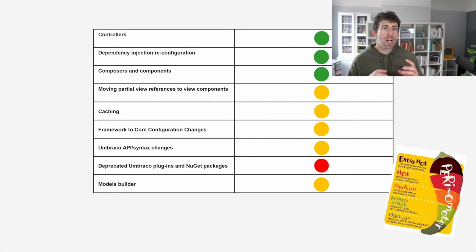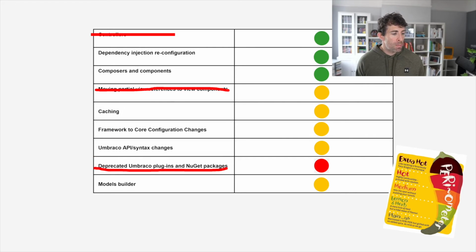Now, if we go back to our checklist of things which have changed, if we go through that process of fixing every single document type one step at a time, we're going to have pretty much nailed a lot of the things on this list. So things like controllers, moving partial view references to components. We're probably going to get rid of our plugin and NuGet package issues. We're definitely going to fix all of our model builders. We're probably going to have got most of these ones as well. Now, as you can see, we still have a few bits and bobs left in this list. So just because you've gone through that process, don't forget about all the other important stuff.